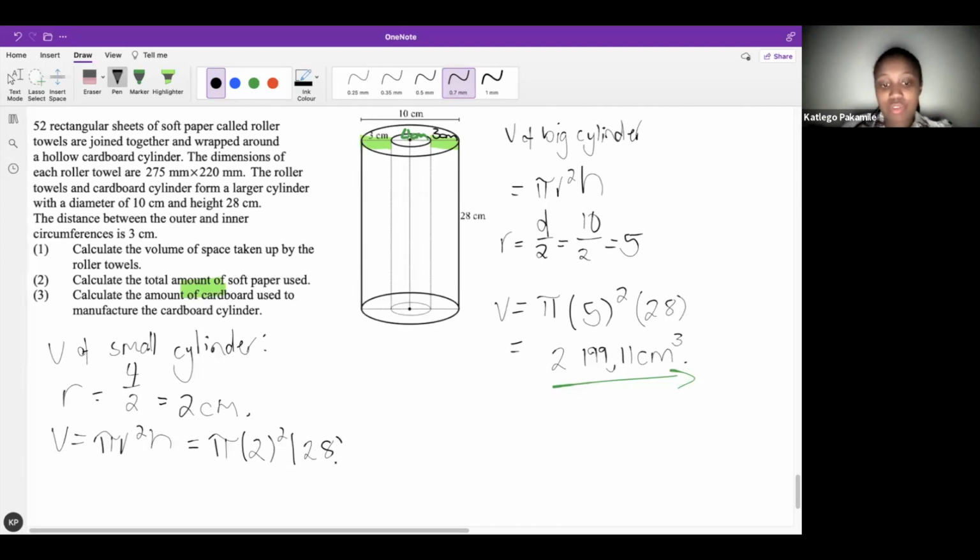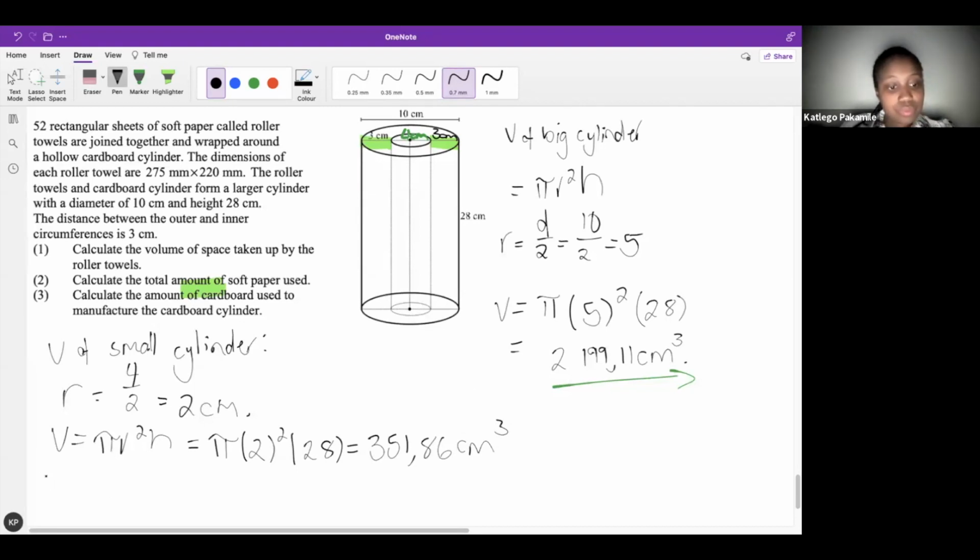28. So the volume for the smaller one is 351.86 centimeters to the power of 3. 351.86 centimeters cubed. So what's my total volume?